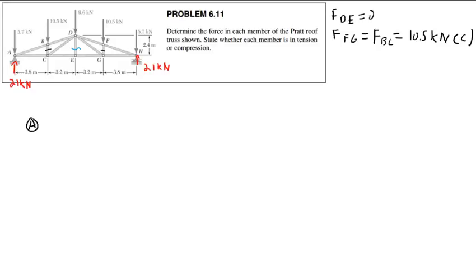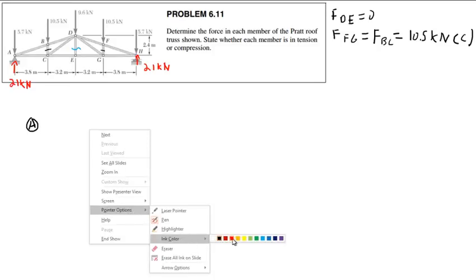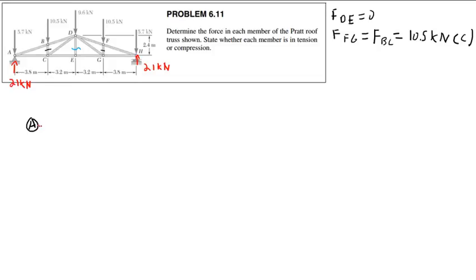Let me draw joint A here. A nice, simple, happy joint. We draw trees, happy trees. So I'm going to have FAC, and I'm going to have FAB. Now, let's figure out this force triangle here for A to B. Let's see. This is 3.8 to 2.4.